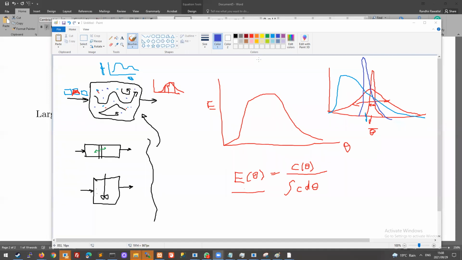So 1 says up, 2 says down. So if your flow rate goes up, let's think about what happens here. If your flow rate goes up, then that means you are moving faster through this reactor, right? So if you are moving faster through a space, you are spending less time there.